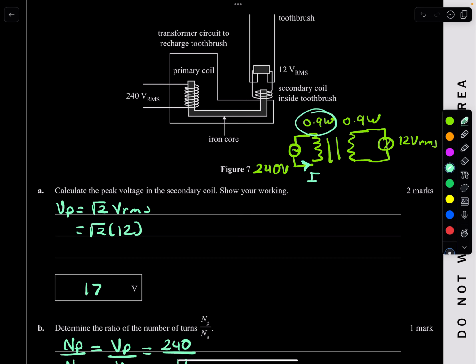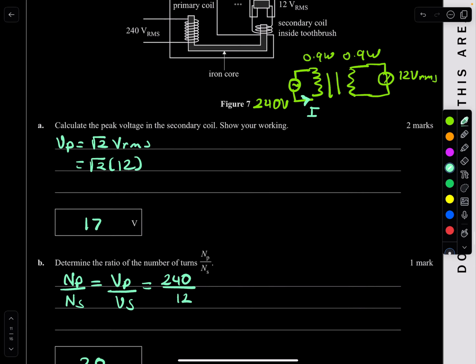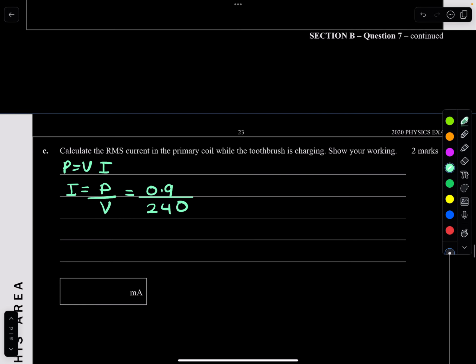And that's easy. We have the power that this is consuming, which is 0.9 watts, and the voltage. And so we know that power is just voltage times current. So if we want current, it's just power over voltage. And our power was 0.9 divided by the voltage in terms of RMS, which was 240. Is that right? Yes, it is. So what's 0.9 divided by 240?